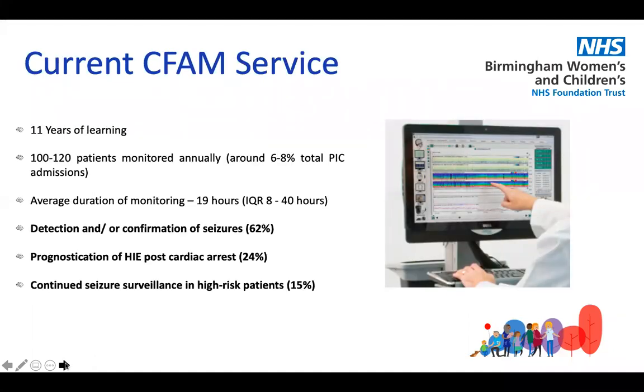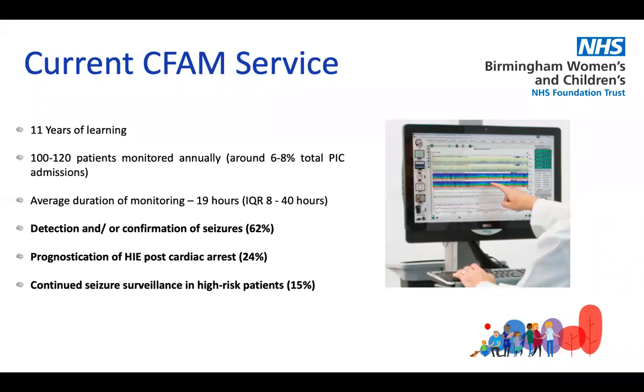So we've had CFAM since about 2009. We've had around 11 years or so then of learning how to get this right, and it's still not perfect, and we're still doing that every day. And I think that's one of the most important points that we'll pick up, is that it just needs to be a continuing cycle of learning and education, because this is all about pattern recognition and learning from continuously looking at what you're seeing.